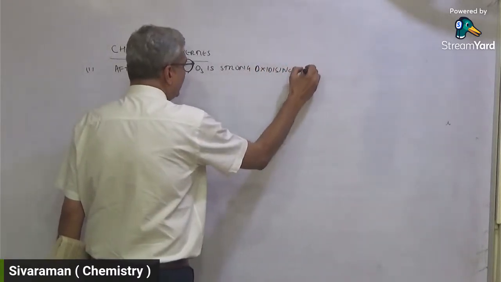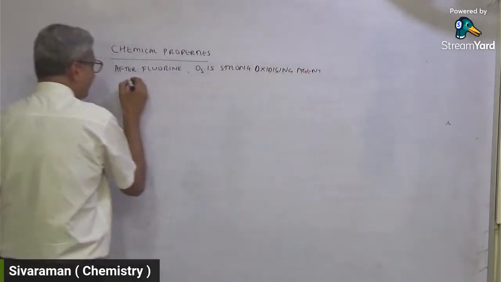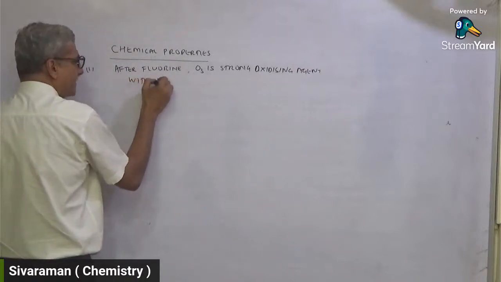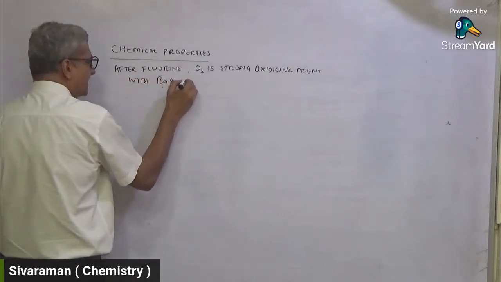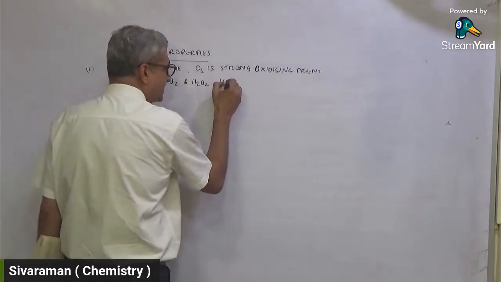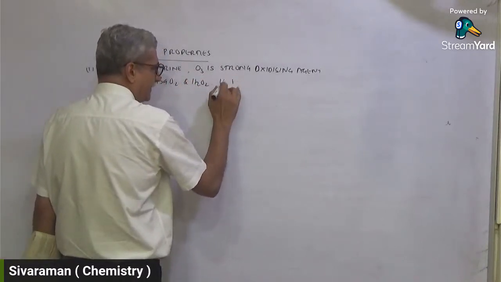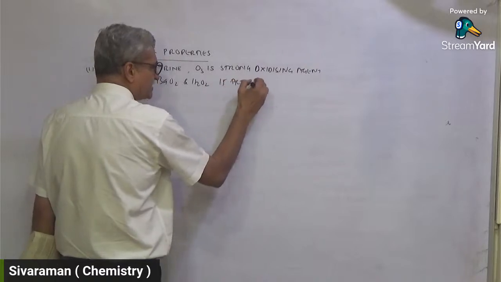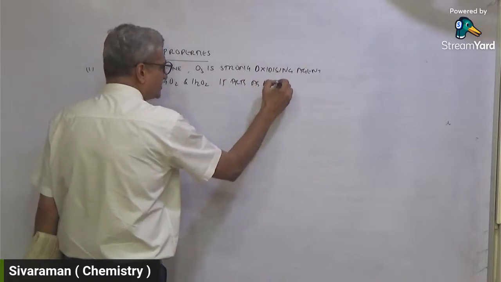But one thing is, with barium peroxide and H2O2, it acts as a reducing agent.